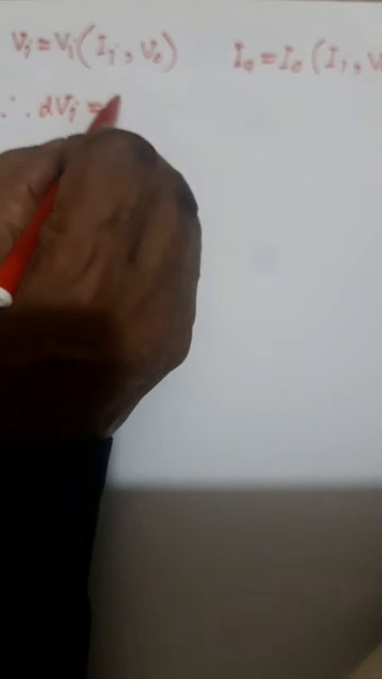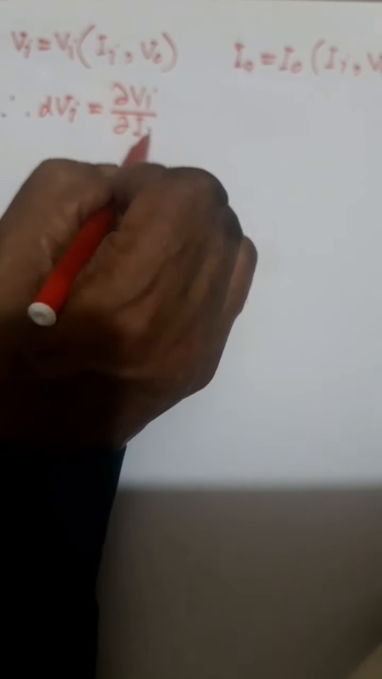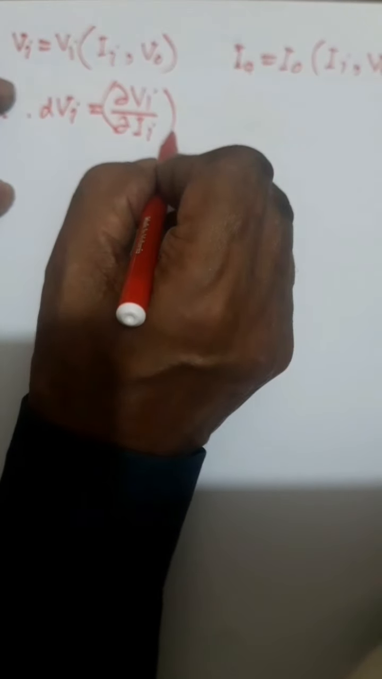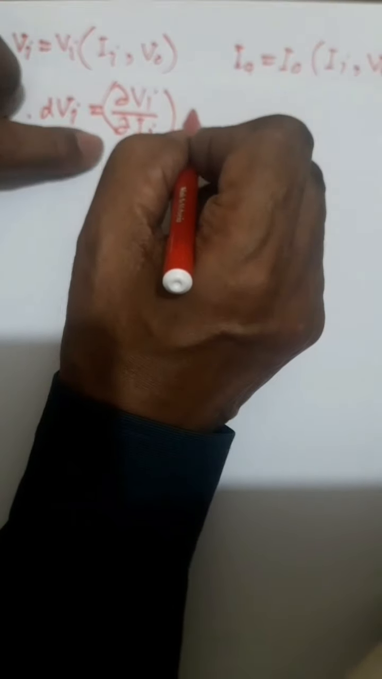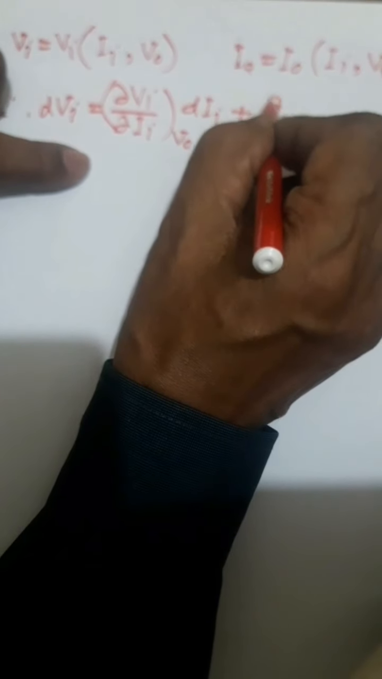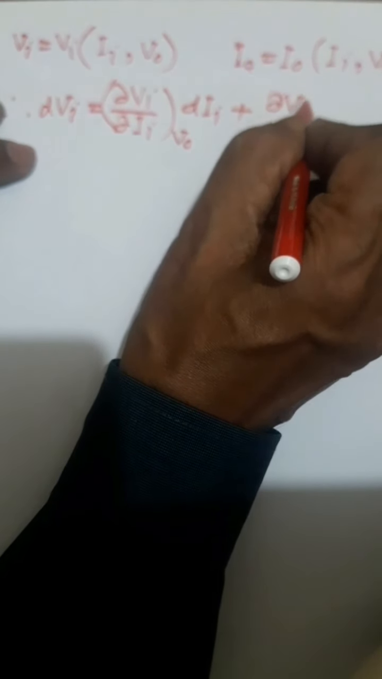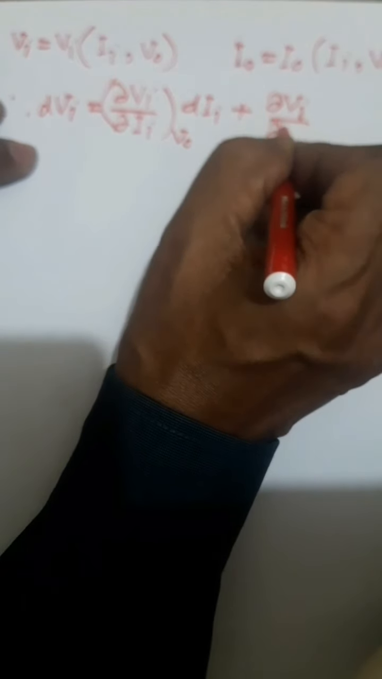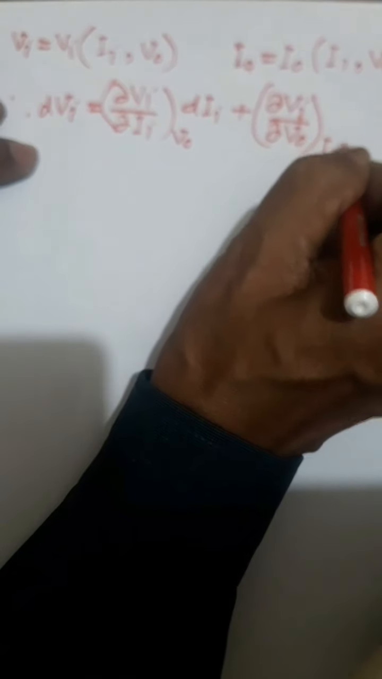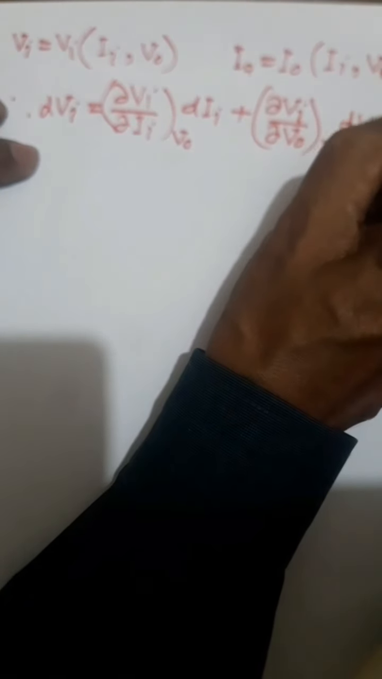Therefore, dVi equals del Vi by del Ii, at constant Vo, into dIi, plus del Vi by del Vo, at constant Ii, into dVo.